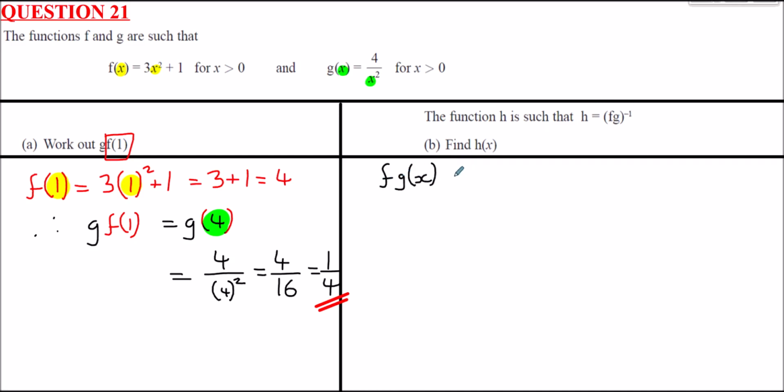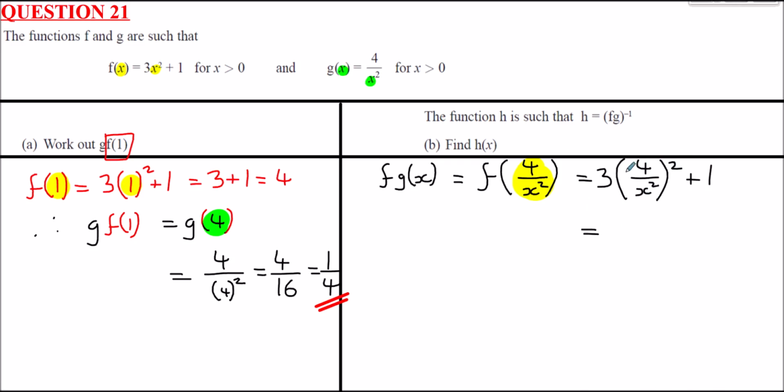So f of g of x just means we're going to input into f what g of x is. Well, all of g of x is 4 over x squared, so it's f of 4 over x squared. So in the f brackets now isn't just an x, it's all of this 4 over x squared. So what f does, we write down a 3, put the input and square it, so our input now is 4 over x squared. So it's all about squared and then plus 1.